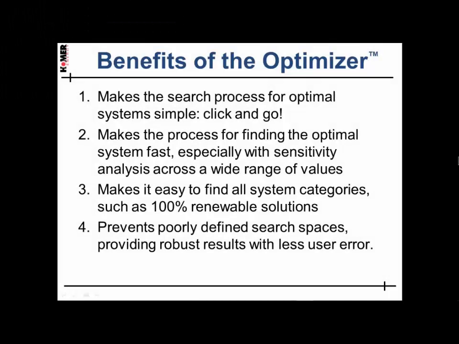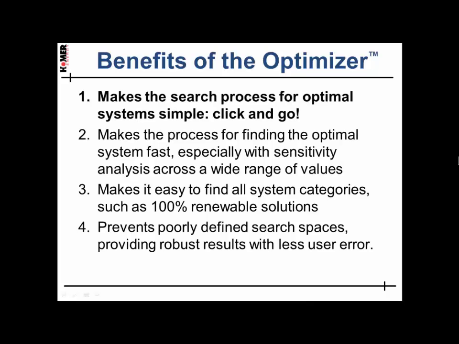The HOMER Pro Optimizer helps you to find the lowest cost system design. It helps you optimize the size of the PV, wind turbine, battery, and system converter components in a HOMER model. The optimizer offers four key values.